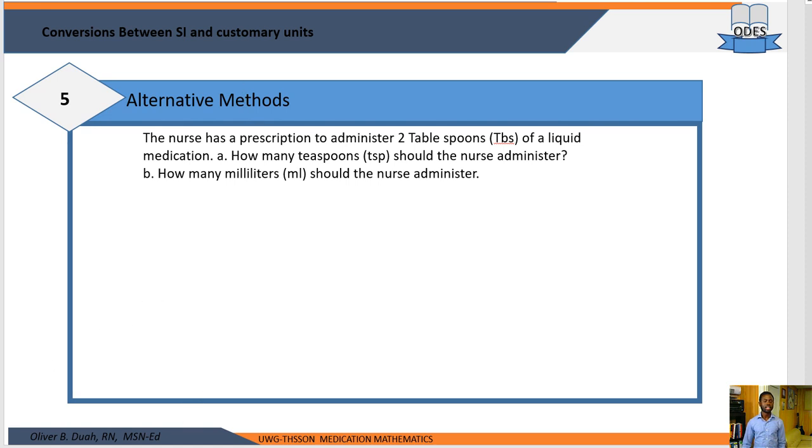And then for our last example, the nurse has a prescription to administer 2 tablespoonfuls of a liquid medication. How many teaspoons should the nurse administer? Oh, okay, so this is what we just did.